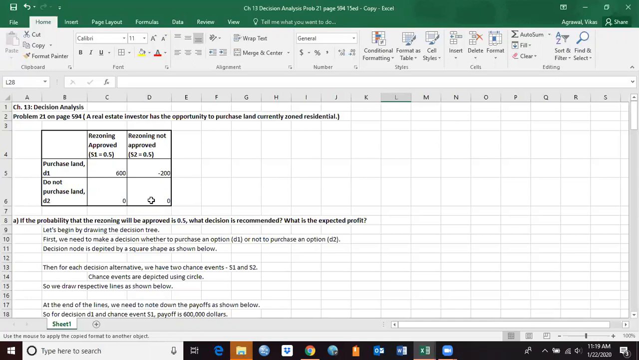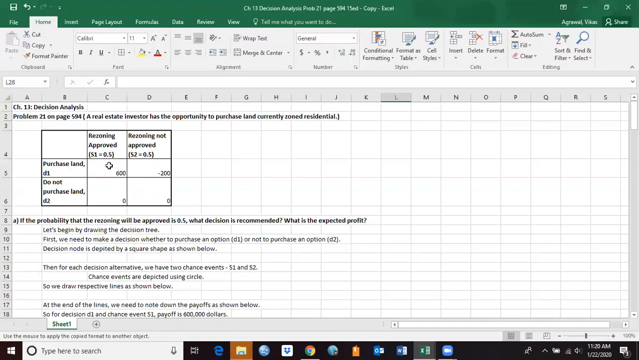So this is a maximization problem. We are trying to maximize the profit. Had it been cost, then your objective would have been to minimize the cost. So just keep that in your mind. Secondly, here if you do not purchase the land, there are no payoffs, and that's logical. That's why you have zero here. But it may not be zeros always. It may not be 50% probability for both the chance events. It could be, for example, 75% here, 25% here. That's quite possible. So keep that in mind.